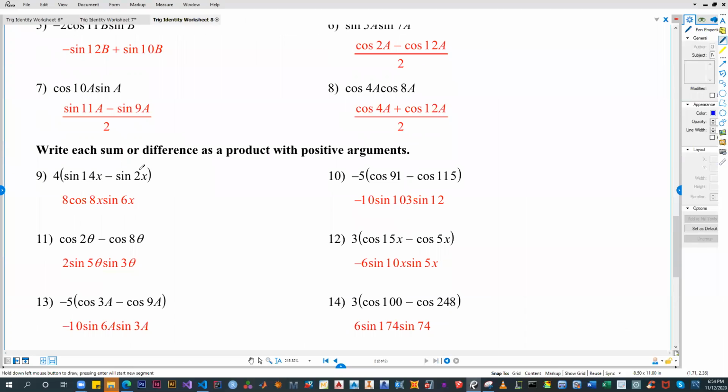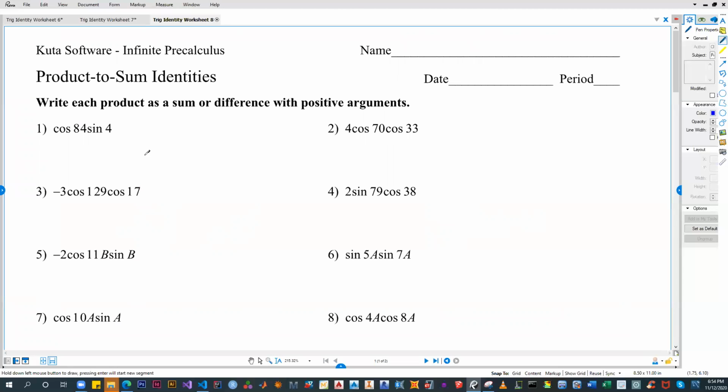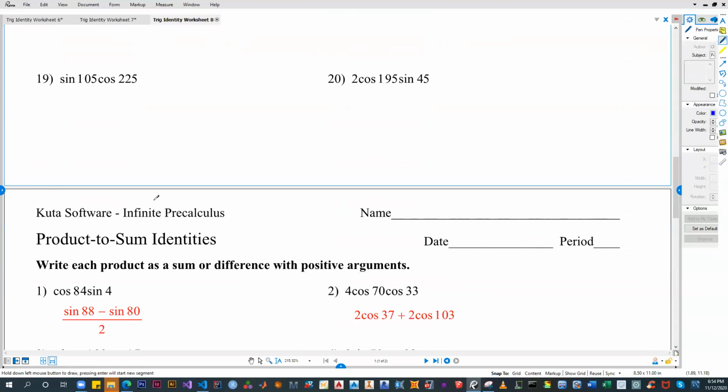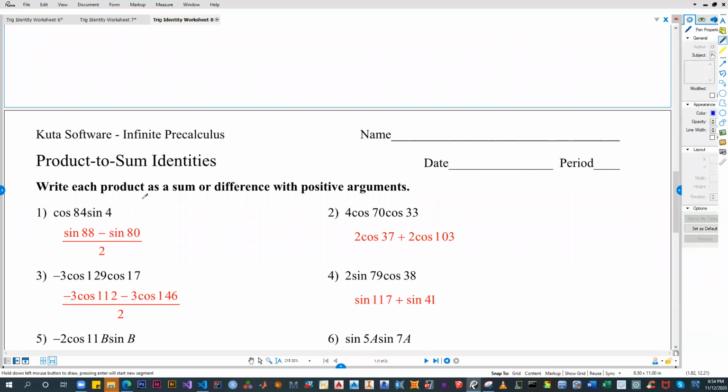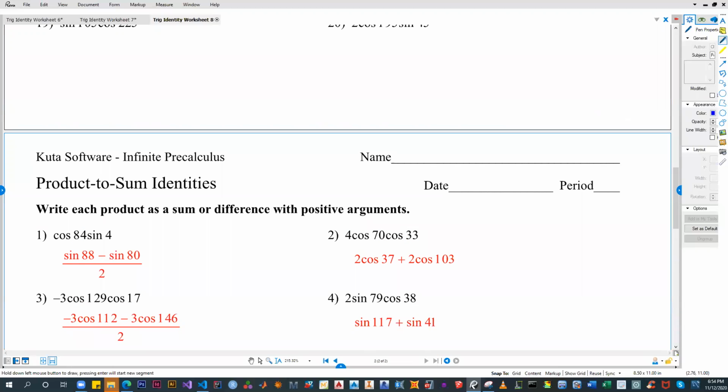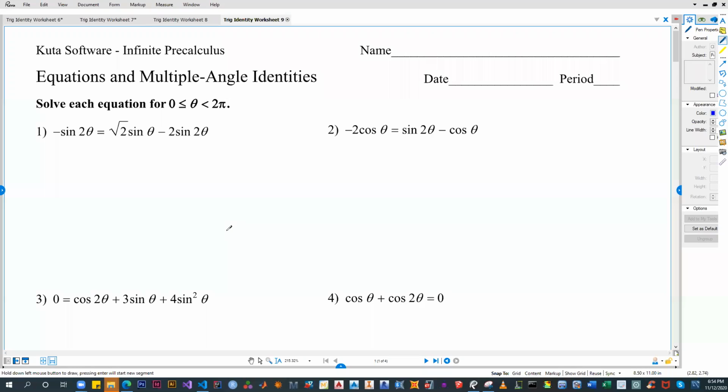So try to see if you can do these. I know you've already done some of them. Did you cover product to sum though? You covered product to sum. I don't know if that's even an identity. I don't think so. Okay, if you don't have that one, let me look at number 9.